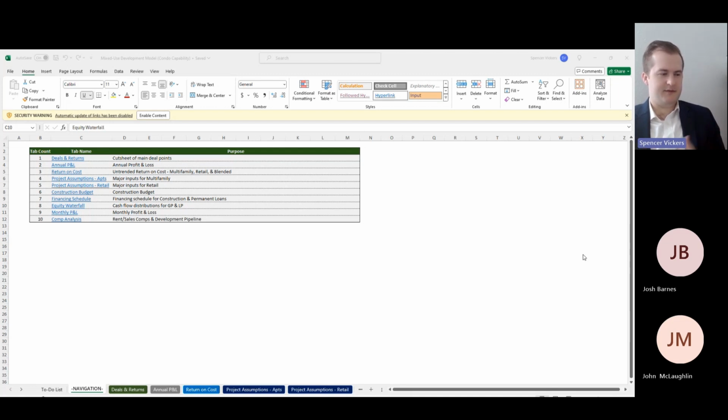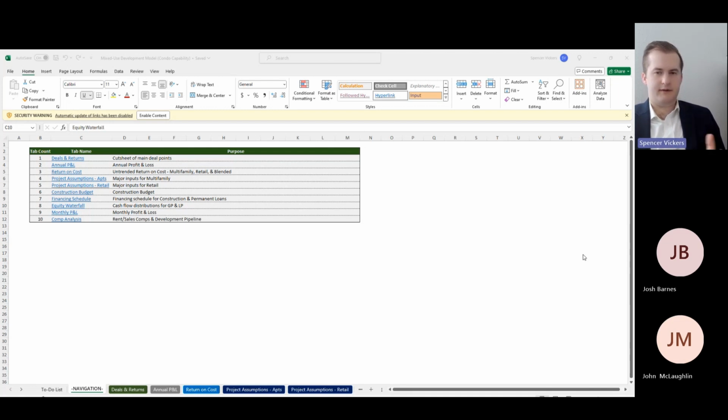Got a construction budget, the financing schedule, which shows the funding and payments and payoff of the construction loan and the permanent loan, if you choose to put permanent debt on a development project. I've got an equity waterfall, which shows the cash flow distributions for the general partner and the limited partner. Currently, this is just one bucket for the general partner and one bucket for the limited partner. I'm working on incorporating an equity waterfall that can split the GP into a co-GP and then the LP into several LP share classes. But that'll be forthcoming.